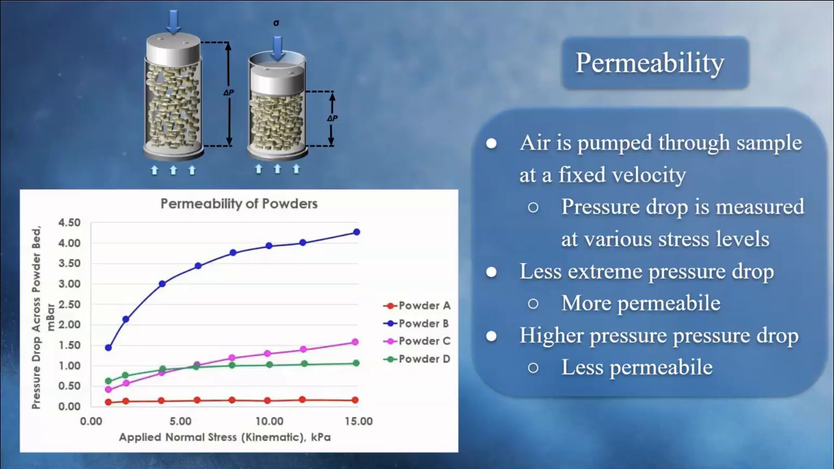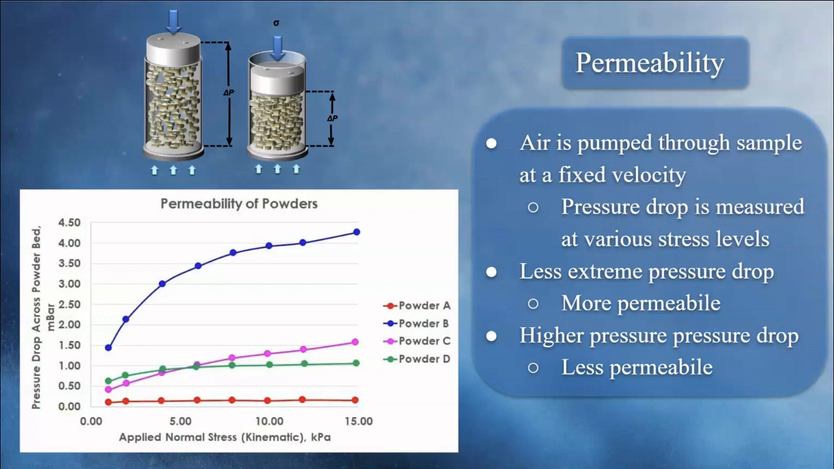Alright, now we're going to look at permeability. This is essentially the same as what we were looking at before with our vented piston, except now we're going to be flowing in a constant air velocity through the bottom of the sample. And essentially, we're trying to measure our air pressure drop across the powder bed. If we have a sample that is more permeable, more air can pass through it, so there's going to be a lower percentage drop.